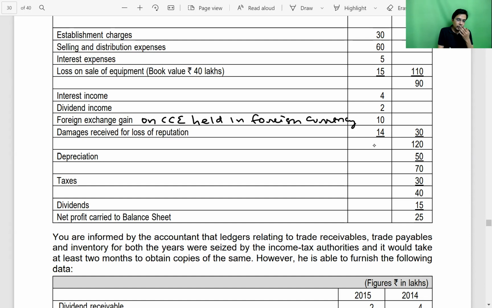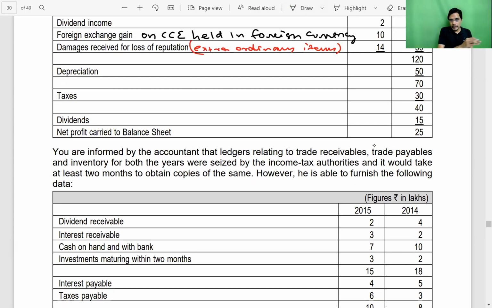Damages received for loss of reputation is an extraordinary item. So it is an inflow for us and we will show it under operating activity. Extraordinary item. Then depreciation, taxes, dividend, and profit carried forward to balance sheet.